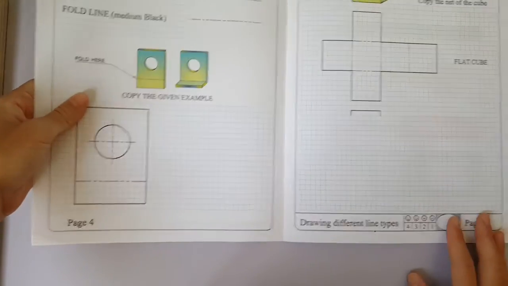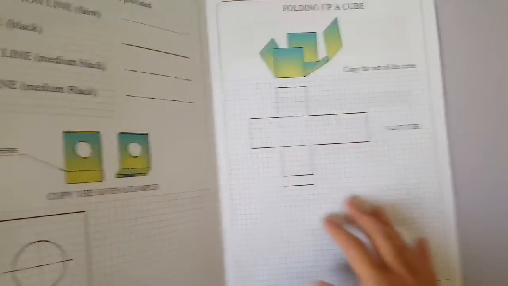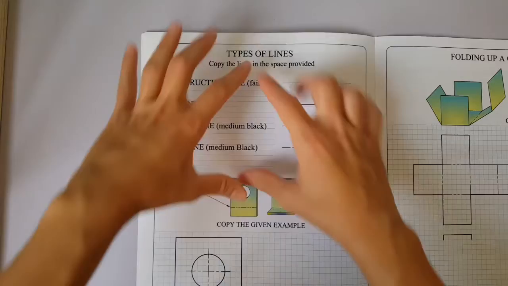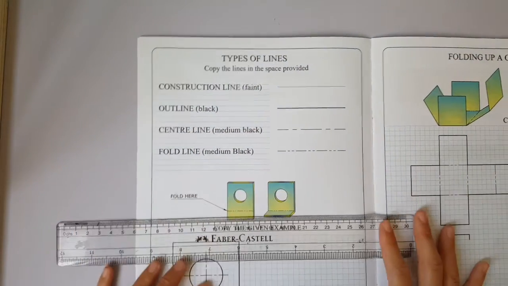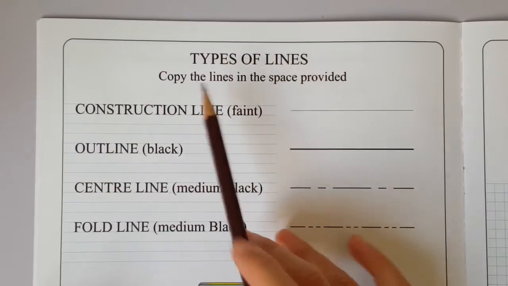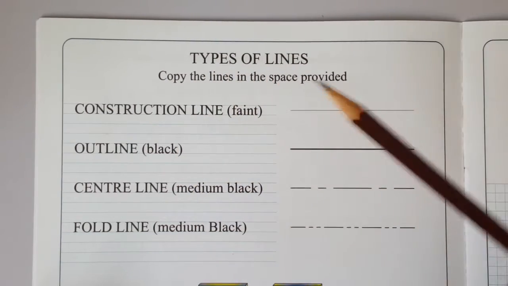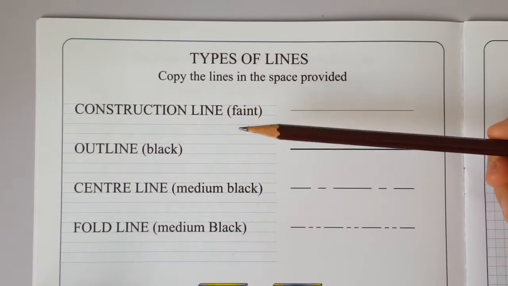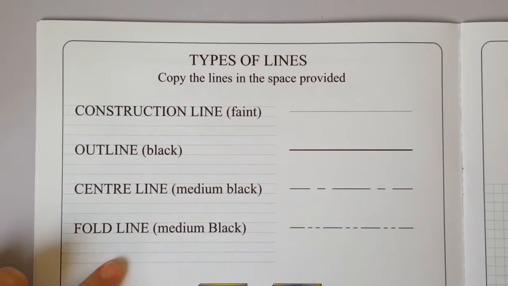The next exercise is located on page 4 of the Communicate Graphically booklet. In this section on graphical communication, we're going to be looking at different types of lines. For this exercise, all you're going to need is a ruler and a pencil. On the left-hand side, you have the names of each line: the construction line, the outline, center line, and fold line.